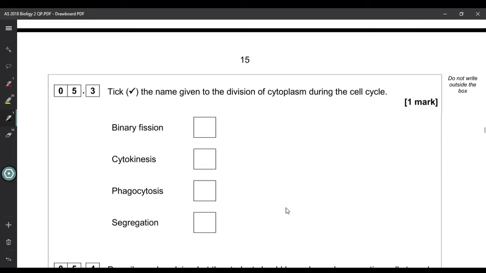So next part is a multiple choice question, and we're asked to tick the name given to the division of cytoplasm during the cell cycle. And again, these are some of the definitions that you need to know, and the division of cytoplasm during a cell cycle is called cytokinesis.